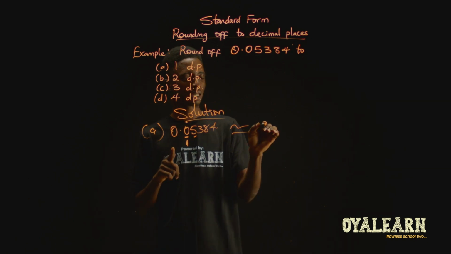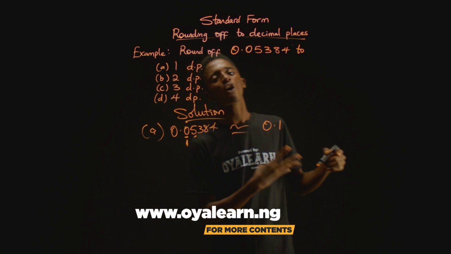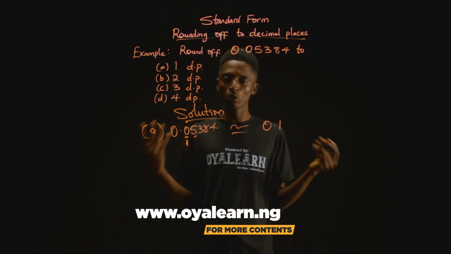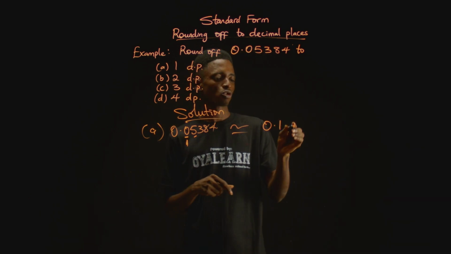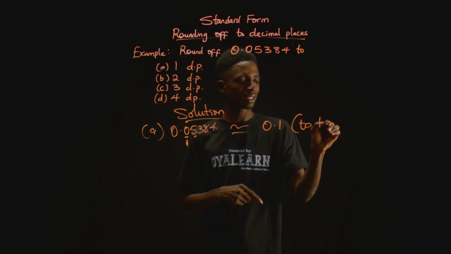And that will give us 0.1. Now, every other digit becomes 0, and we don't need to write them down. So we just inscribe that this is done to 1 dp.